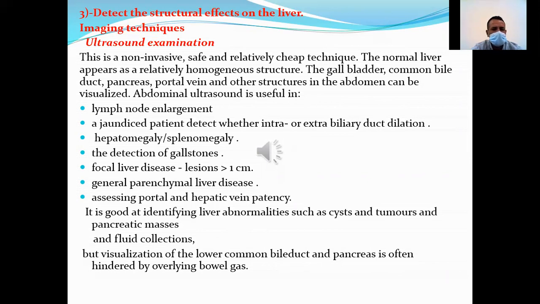It assesses the portal and hepatic vein patency. It is good at identifying liver abnormalities such as cyst, tumor, and pancreatic mass, and fluid collection in the abdomen, for example ascites. But sometimes this is overlapped by bowel gases. If there is a lot of bowel gas, that limits this test.